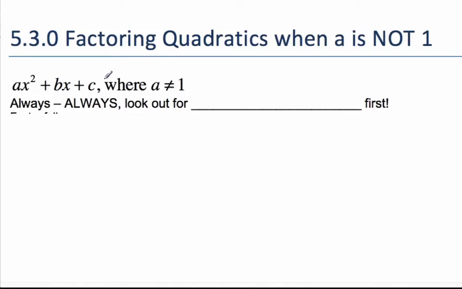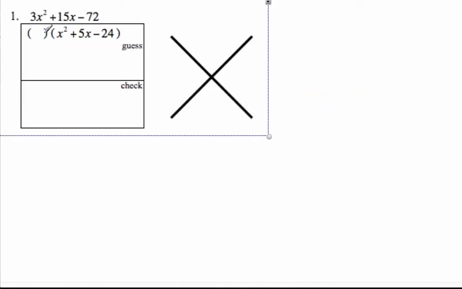Alright everyone, it's Mr. Ops again, and we are still talking about factoring quadratics, but this time a is not 1. So the number in front of the x squared, this coefficient, is not equal to 1. But when that happens, you always look out for a common factor first. So for example, let's try this one here.